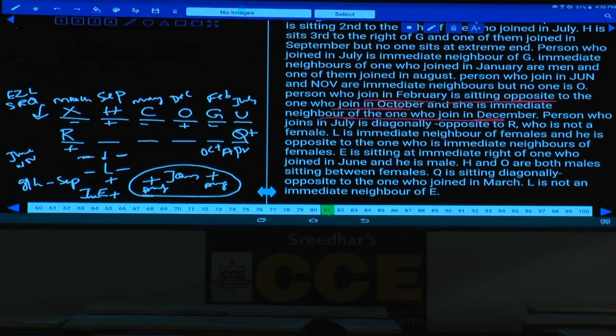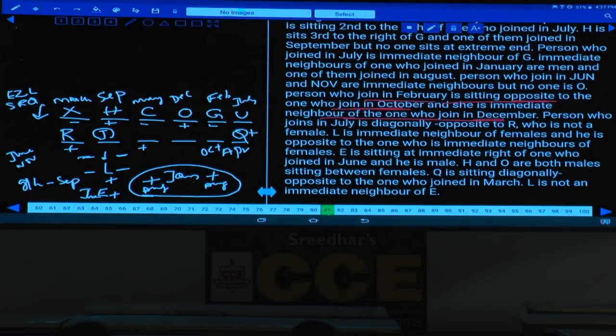And opposite to Jan, the immediate neighbors of Jan are males. As the immediate neighbors of Jan are males, where can this Jan be? Can Jan be at this place? Now we are taking the possibility. If Jan is at this place and this person is also a male, then what happened to this one? L.